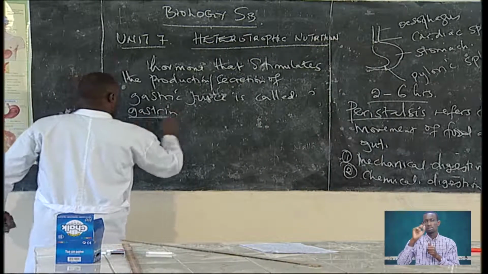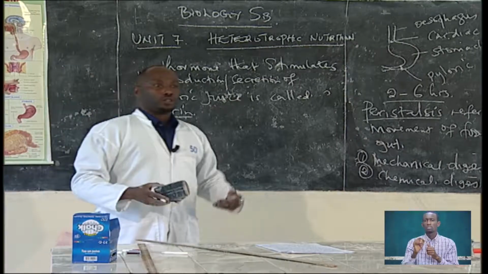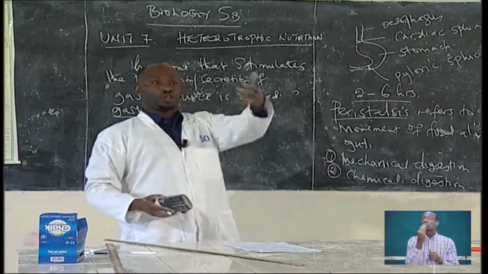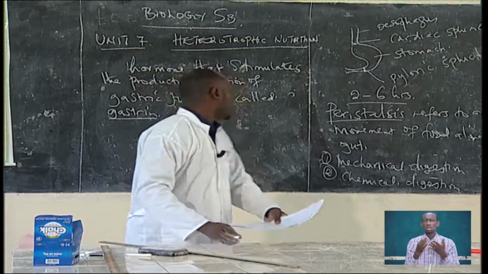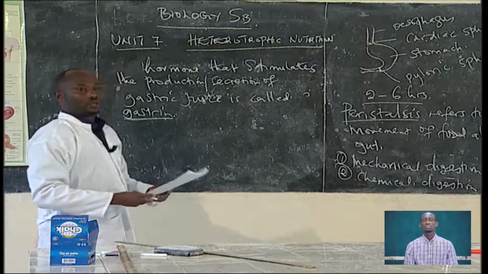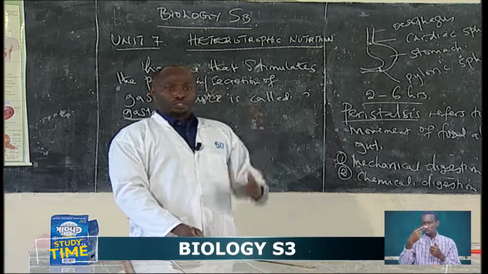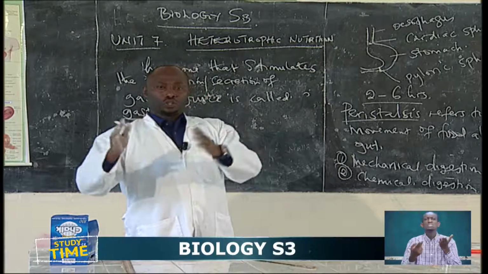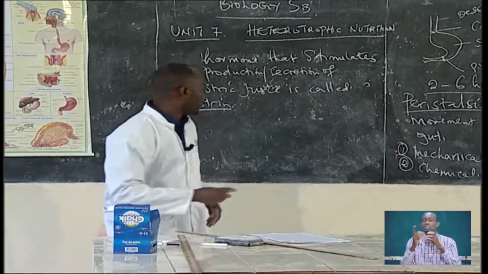But not only that can stimulate the production of gastric juice; once you smell food or taste food, it also stimulates production of gastric juice. So gastric juice is normally stimulated by a hormone called gastrin. But I can ask you, students, what do you understand by hormones? Some of you may not know what a hormone is. A hormone is a chemical substance produced by the endocrine glands.